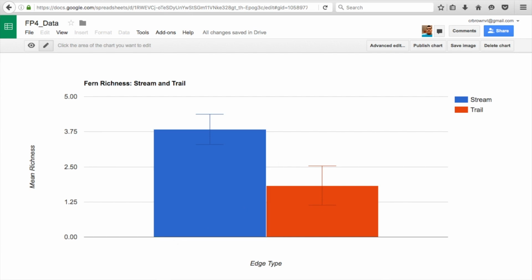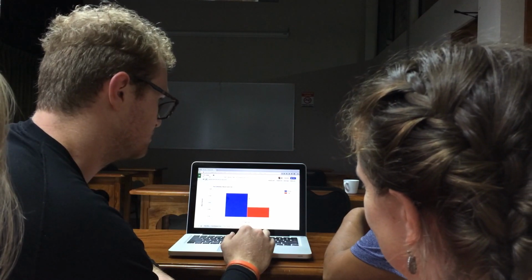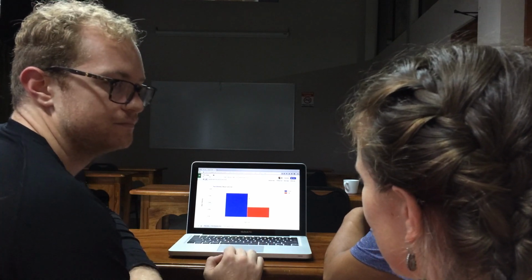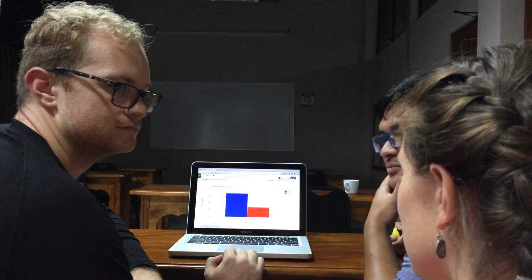I also made a diversity chart. Again, the stream's in blue and the trail's in red. And there's a much higher diversity for the stream than there is for the trail. The error bar on the stream is pretty small, and while the trail has a much larger error bar, they still don't overlap. So it really looks like there's a larger diversity for ferns along the stream than the trail. I did a t-test for both of them, and both values were below 0.05. So that's interesting, but I wonder if we took enough samples. Let's go investigate that.